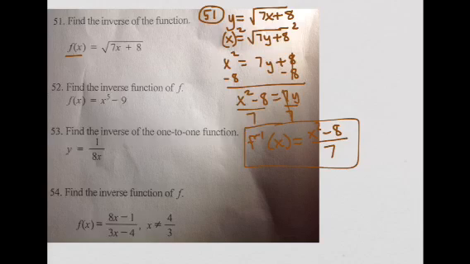Oh, I almost forgot on number 51. You have to indicate that x has to be greater than or equal to 0, because otherwise this parabola wouldn't have an inverse. So you have to say that x is greater than or equal to 0, so we're only looking at the right hand side. That's 1 to 1. So that's a restriction you have to give it.